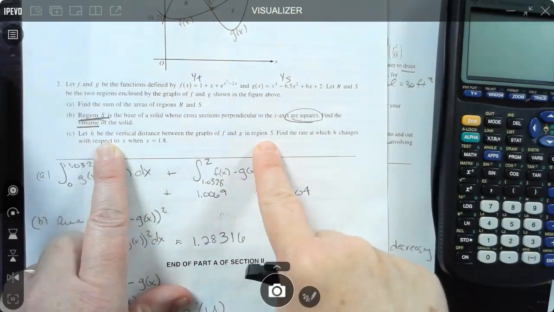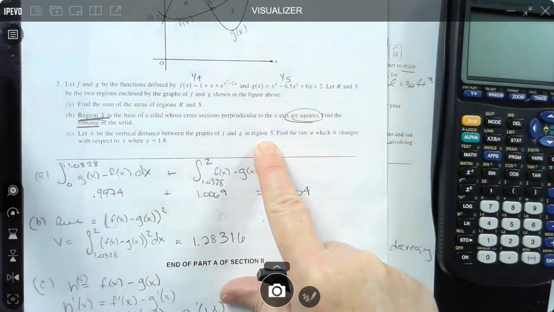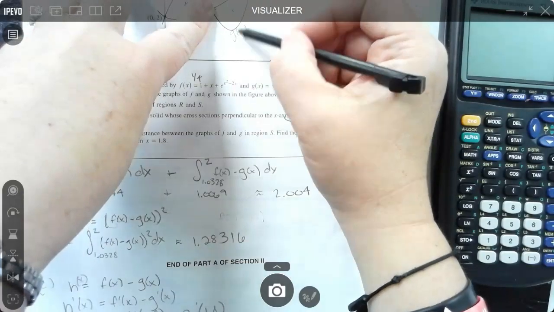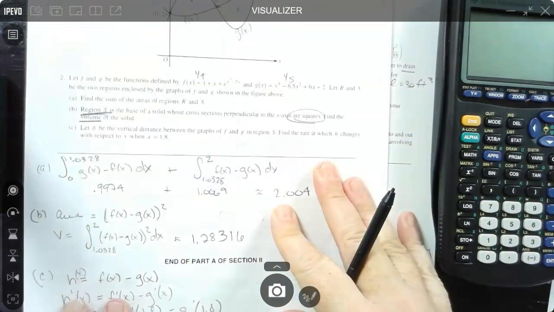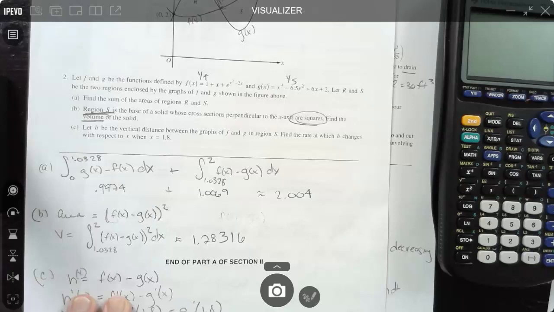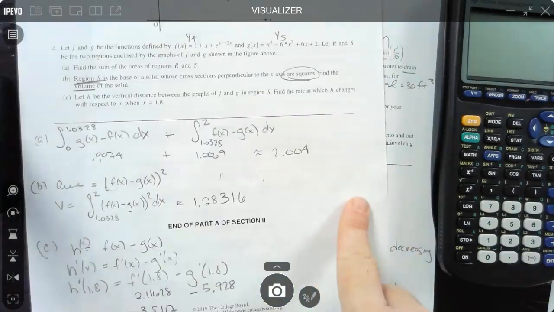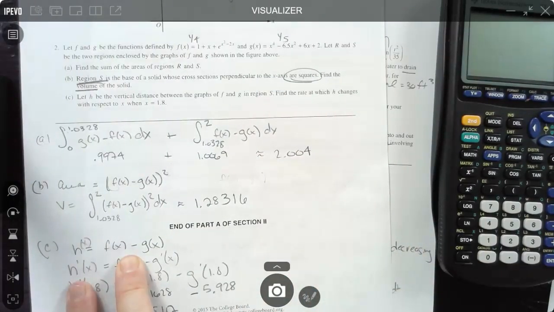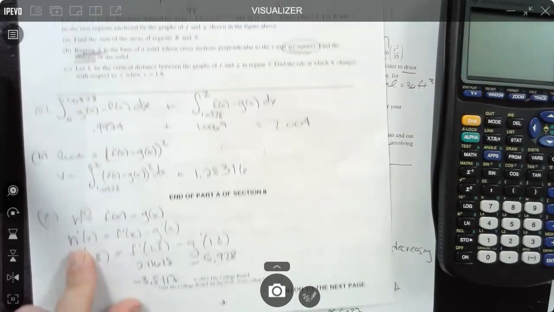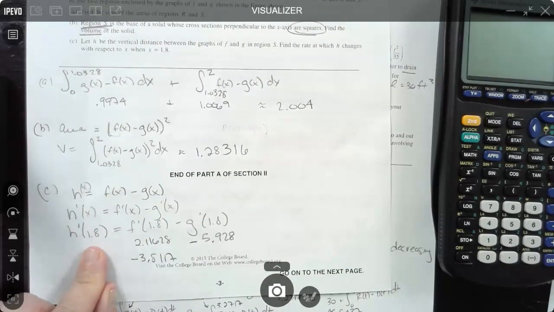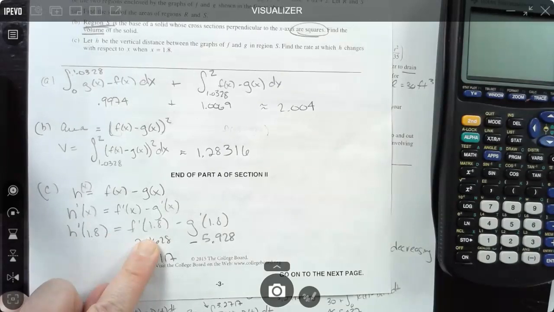And we're still just in S. We're not even using R anymore. Well, the vertical distance is just F minus G. Do you agree? I wrote that equation first. I said, okay, well, H is F minus G. Then it said, find the rate at which H changes. Well, what does rate mean? Derivative. So find the derivative of H when X is 1.8. If H is F minus G, then the derivative of H is the derivative of F minus the derivative of G. And then all I have to do is plug 1.8 in. I used my calculator and did nDeriv here.